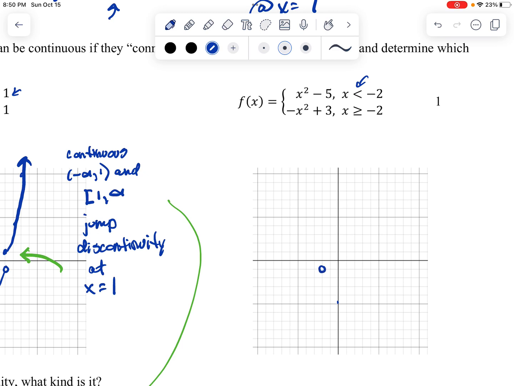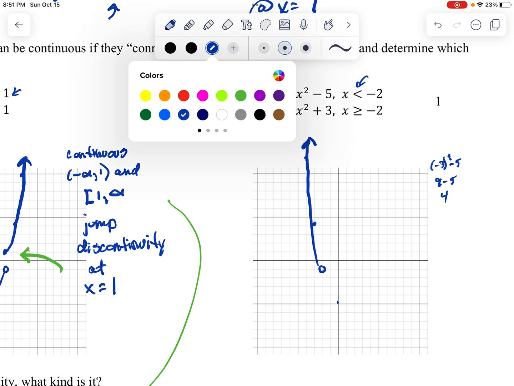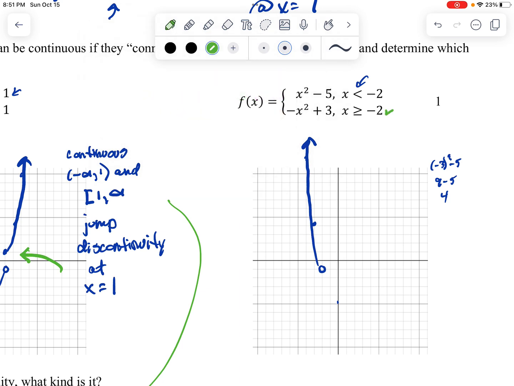Let's put in negative 3. So negative 3 squared minus 5 is 9 minus 5, or 4. So 3, 1, 2, 3, 4. And if we put in negative 4, 16 minus 5, we're going to jump up to 11. And here's that part of the graph. Now let's do the other side in green. So that's this part right here.